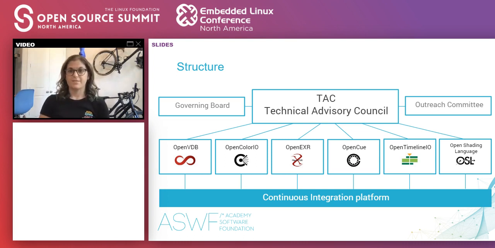They facilitate a lot of that cross-project collaboration, and they're responsible for voting on and approving new projects that come in and working groups that are formed. And they also identify if there are resource gaps or things that are needed. And then underneath the TAC, all of our projects operate very independently, and they each have their own technical steering committee, which is made up of members from many different companies. And they have their own communities, so they have their own roadmaps, but they report in underneath the TAC. And then all of them share a continuous integration platform.